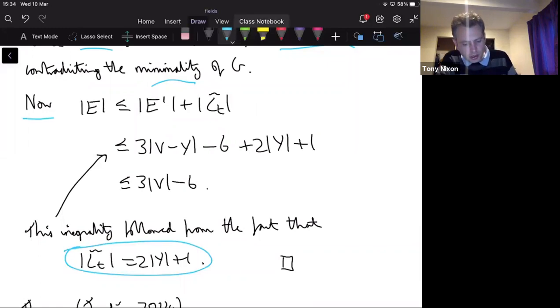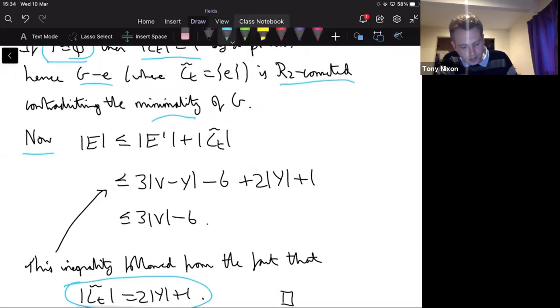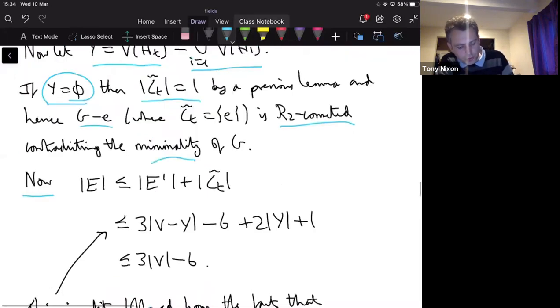So now that Y is not empty, we know that the number of edges is at most the number of edges we had in the first T minus 1 ears, plus the number of edges we add in the last ear, the edges in the last ear that weren't in the existing ones.